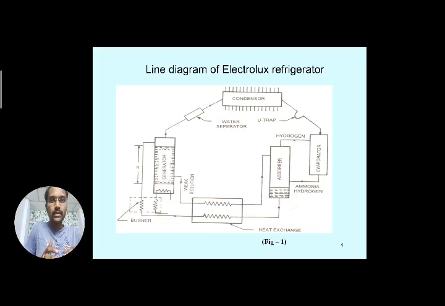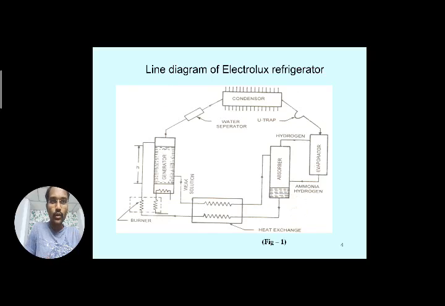complete absence of the noise, or complete clearance of it. No vibrations are there in any components. So to avoid completely, the pump is also not used here. So without the help of a pump, how is the refrigerant sent into the components or to the generator? So we can see all these things in the Electrolux refrigerator.